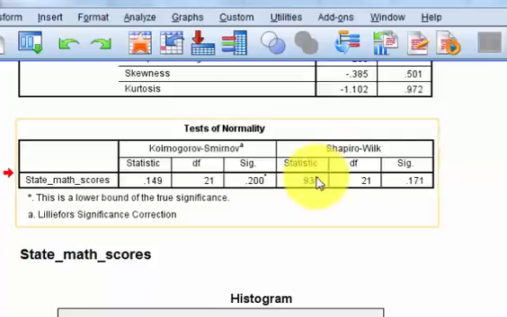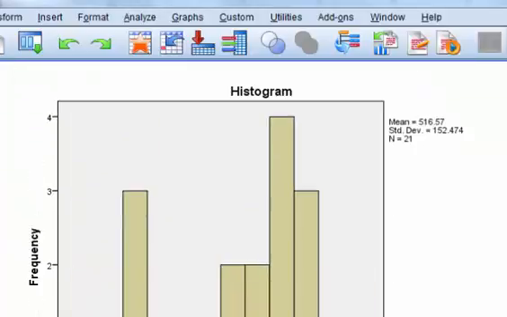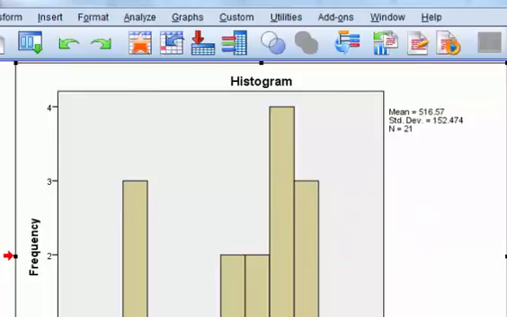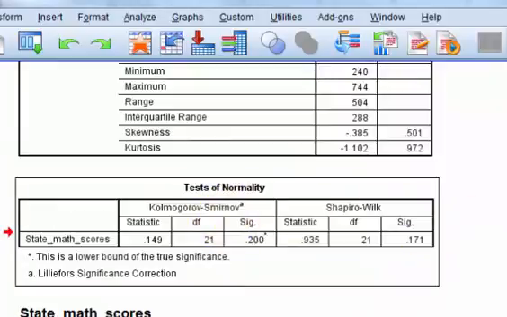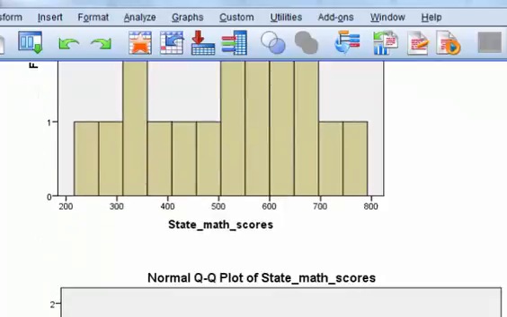Normality, oh, look at that. The same significance, 0.20. So that means we did not violate the assumption of normality. Interesting that it's the same number. But, and then there's the histogram. And again, that doesn't look very normal to me, but we're going to go by the Kolmogorov test. So the first assumption has not been violated.